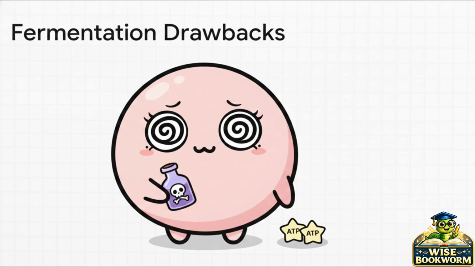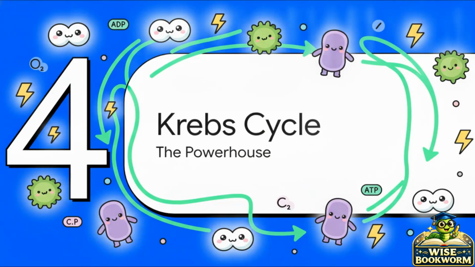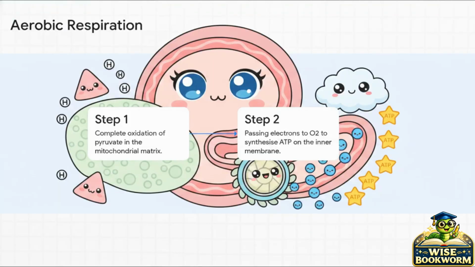For example, yeasts will quite literally poison themselves to death when the concentration of the alcohol they're producing hits about 13%. Now for Section 4, the Krebs cycle, the powerhouse. Clearly, if we want to get the big energy payout, we need oxygen.